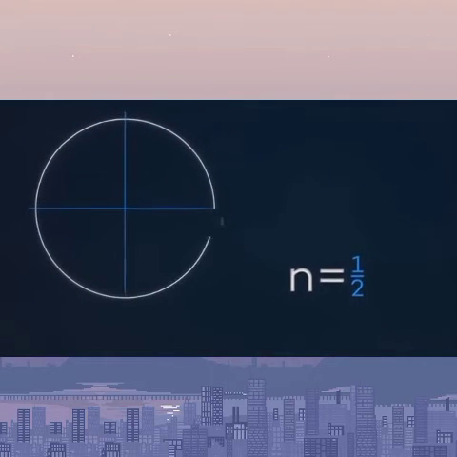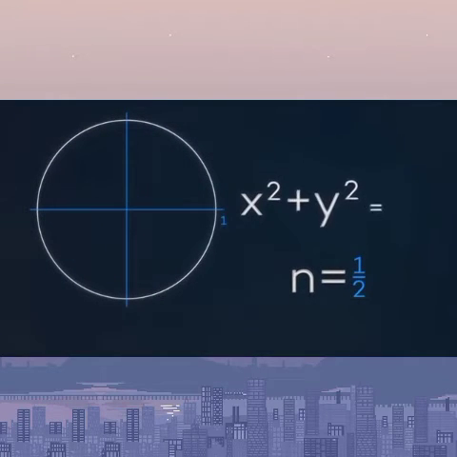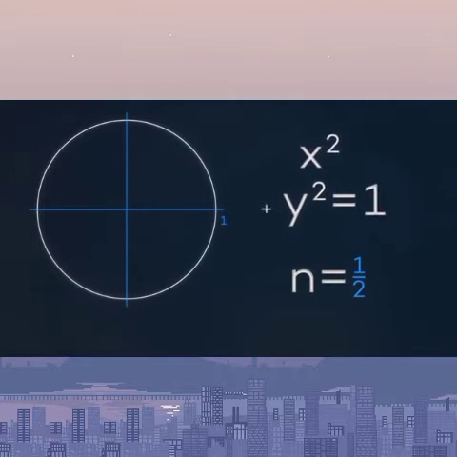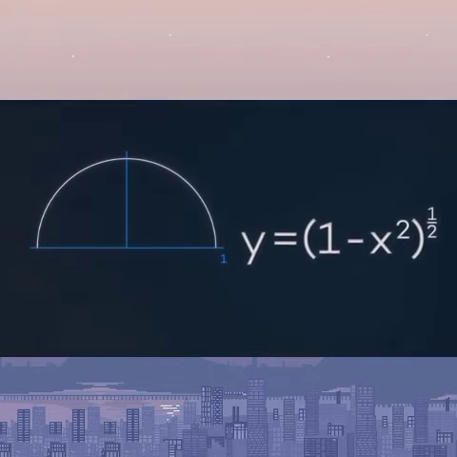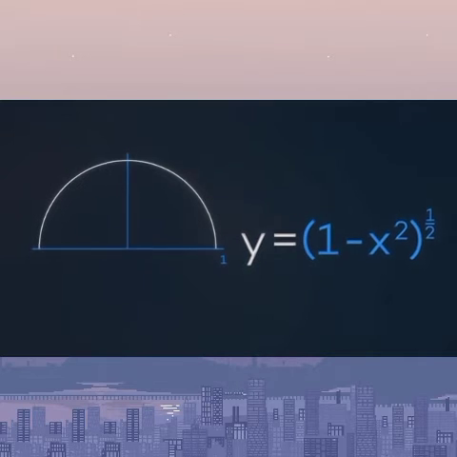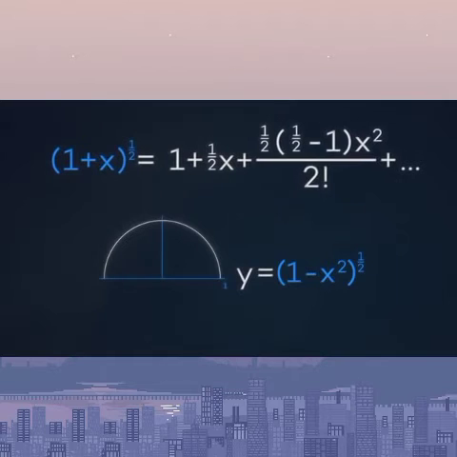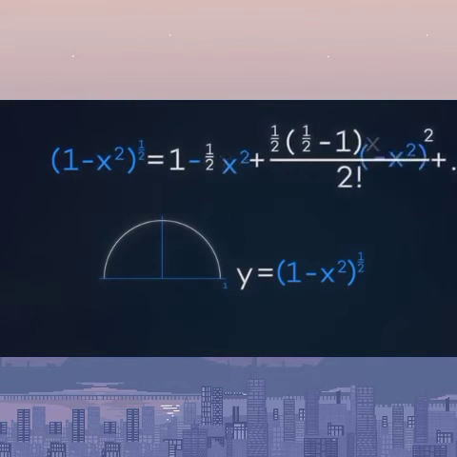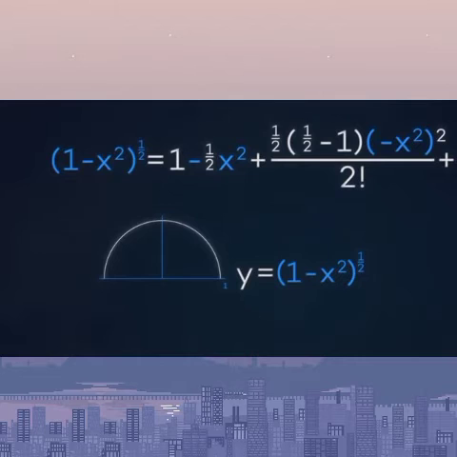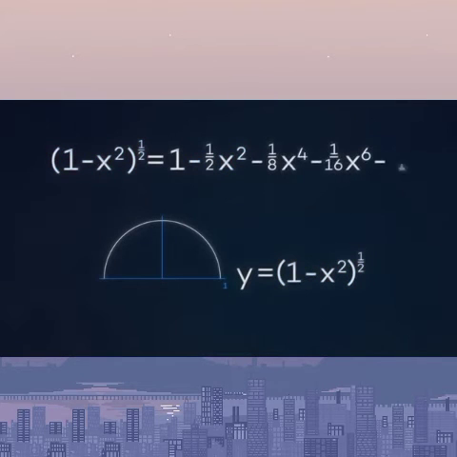Now Newton is particularly interested in n equals a half because the equation for a unit circle is x squared plus y squared equals 1. And if you solve for y, well, the top part of the circle is equal to 1 minus x squared to the half. This is basically the same expression he's been looking at. He just has to replace x by minus x squared, which adds in some minus signs and doubles the power of x on each term.